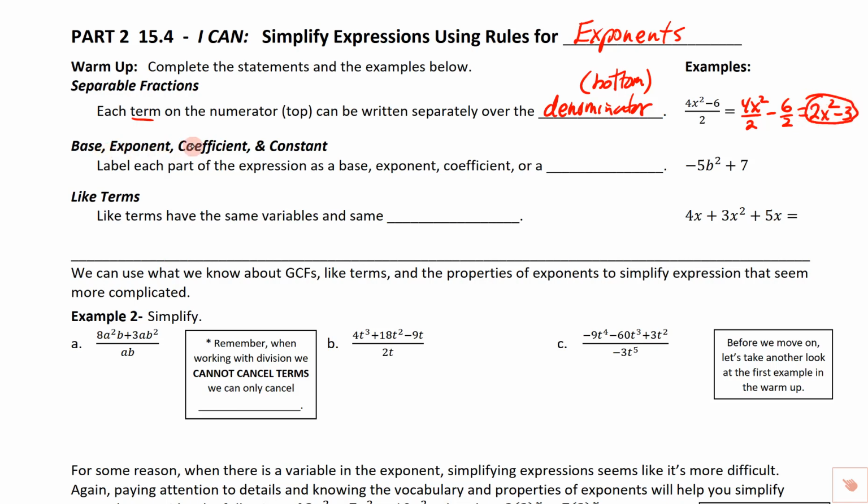And then we've got bases, exponents, coefficients, and constants. So it says label each part of the expression as a base, a coefficient, or a constant. Now remember, a constant is just a plain old number. It's just sitting out there. It's not attached to anything, just a plain old number.